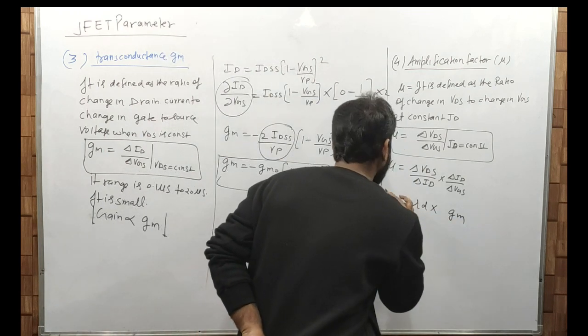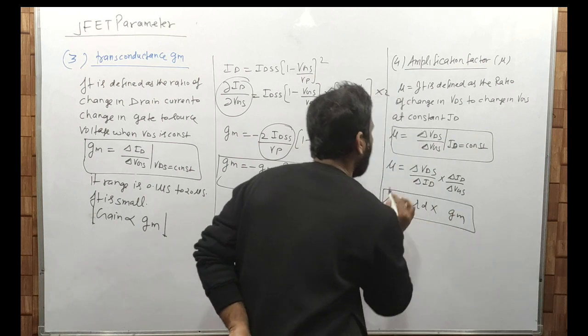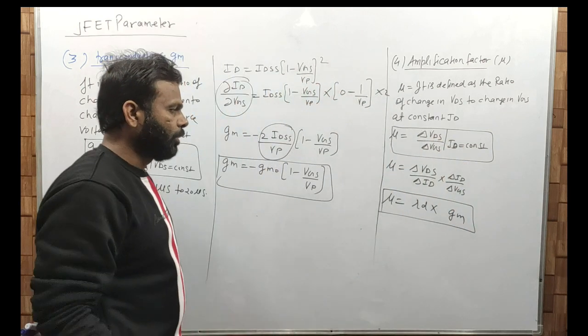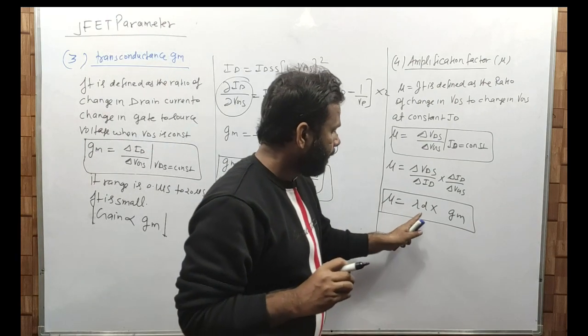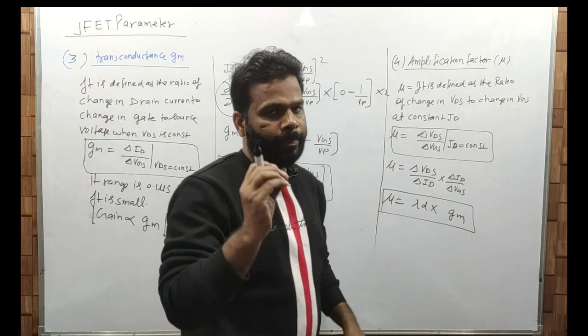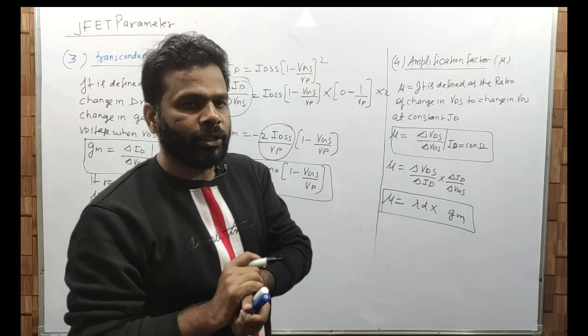So this is a relation between the mu and GM. So amplification factor is equal to the AC resistance multiplied by the conductance. तो इस एक्सप्रेशन को ध्यान रखिएगा ना.